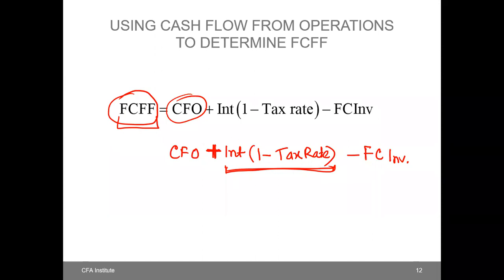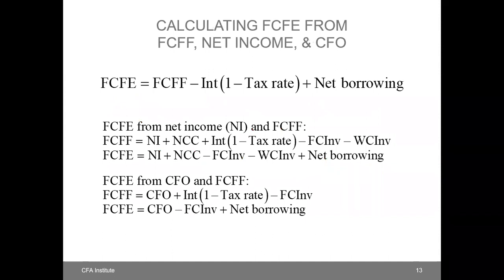Now, finally, what can we do? We can come up with the free cash flow to the equity if we have the free cash flow to the firm number. How can we do that? We know the free cash flow to the firm includes something which is a payment for the debt holders. What is that payment? It is the interest expenses after taxes. This is only for the debt holders, so we subtract it out from the free cash flow to the firm.